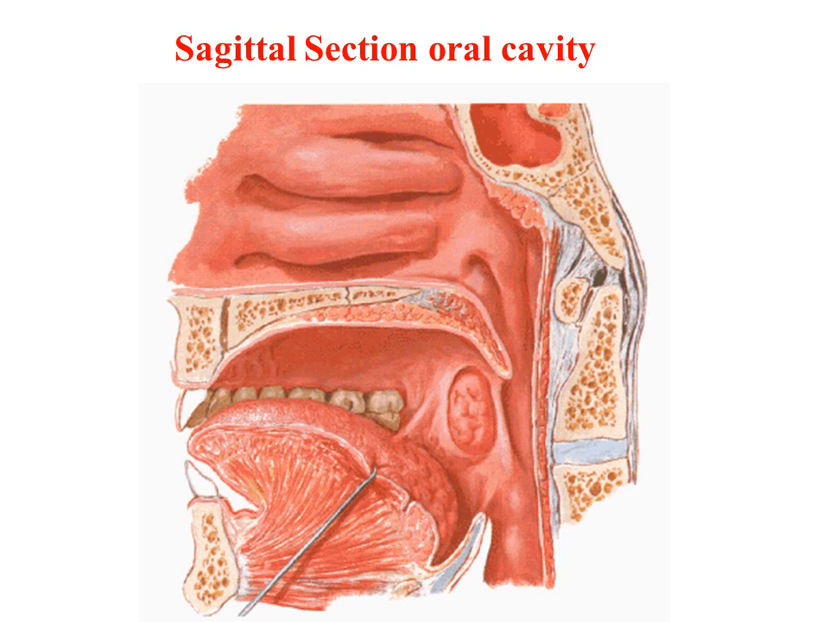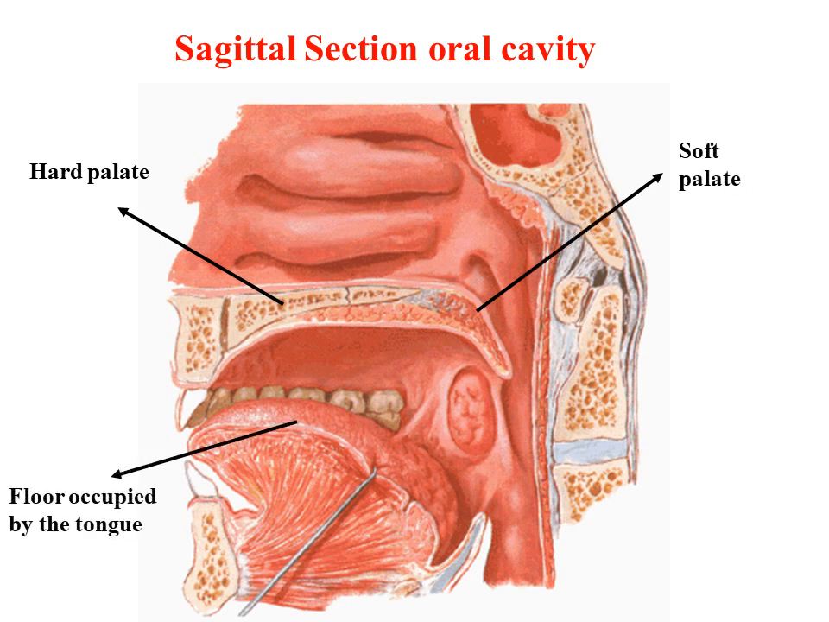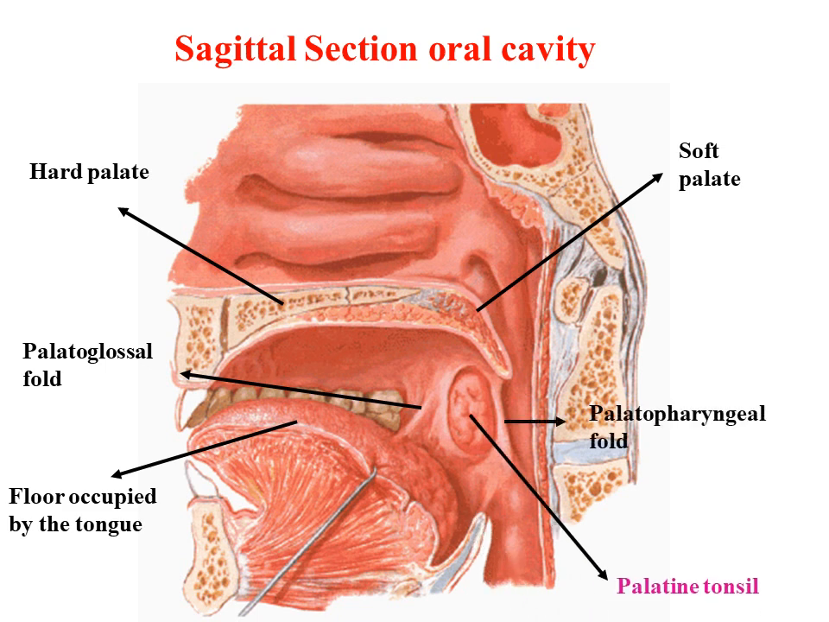In the sagittal section, you can see here this is the hard palate and this is the soft palate. Here is the tongue, the floor of the mouth occupied by the tongue, and this is the palatoglossal fold anteriorly, and posteriorly we have the palatopharyngeal fold. In between them is the palatine tonsil, in sagittal section.